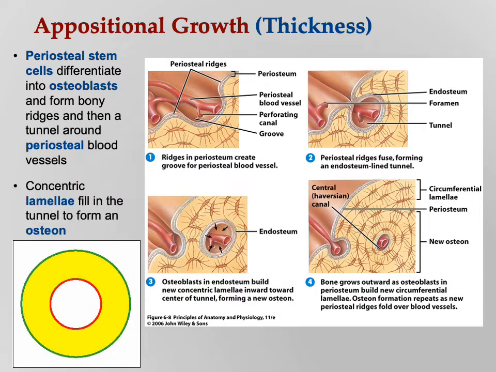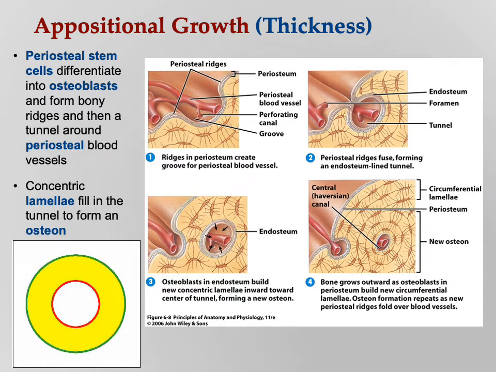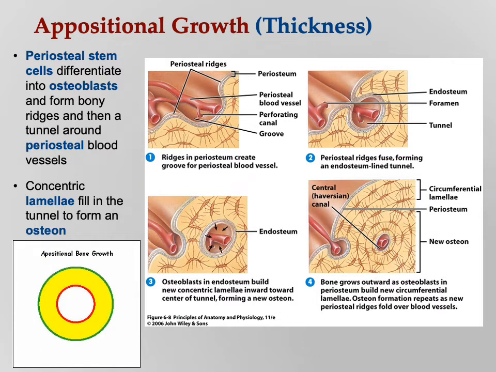So you see that diagram there on the right, those 4 phases. I'm not going to ask you specifically to give those back to me on exams, but I do want you to be able to just take a look. Look at number 1. Here you've got the periosteal ridges. Here you see a periosteal blood vessel. This is a blood vessel that's on the outer surface of the bone.